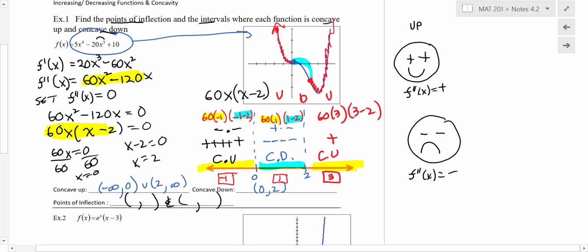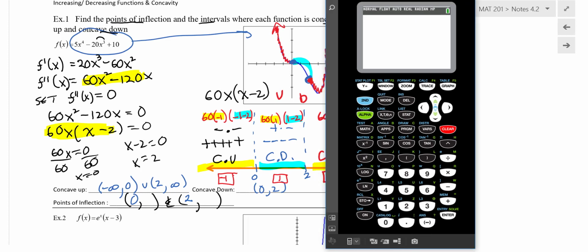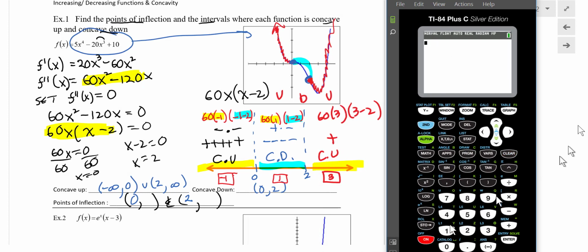So one thing we have is that would be an inflection point, and that would be an inflection point. So we have 0, and then we have 2 like that. Now, one thing you can do on this, I want you to be able to do this with arithmetic as well, but you can also just take advantage of your calculator. So I'm going to go ahead and do that on this problem.